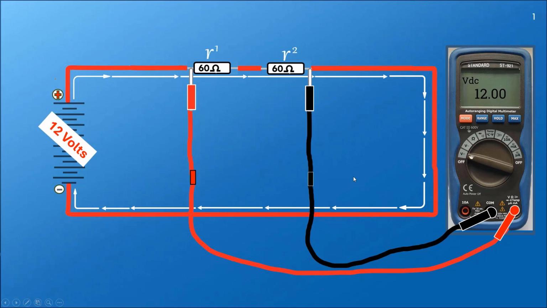Now let's see what happens when I move the probe from here to here, to the other side of the resistor. If we look at the multimeter, it now reads 6 volts. Let's examine why that is. We had 12 volts here, and we only have 6 volts here. So this means we have lost 6 volts across this resistor.